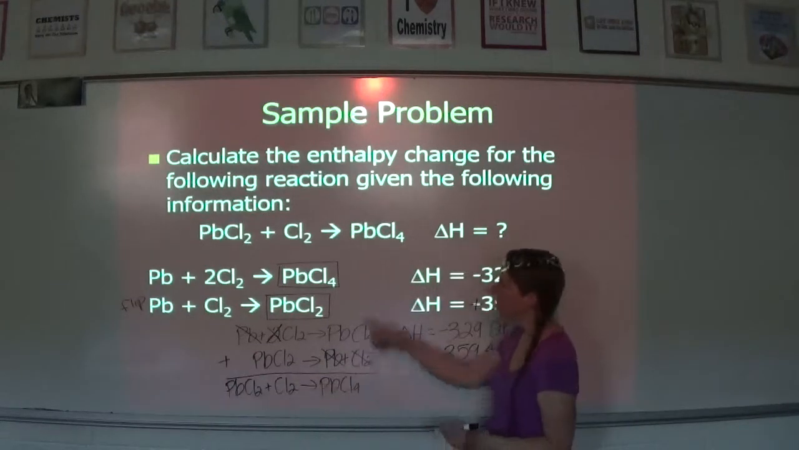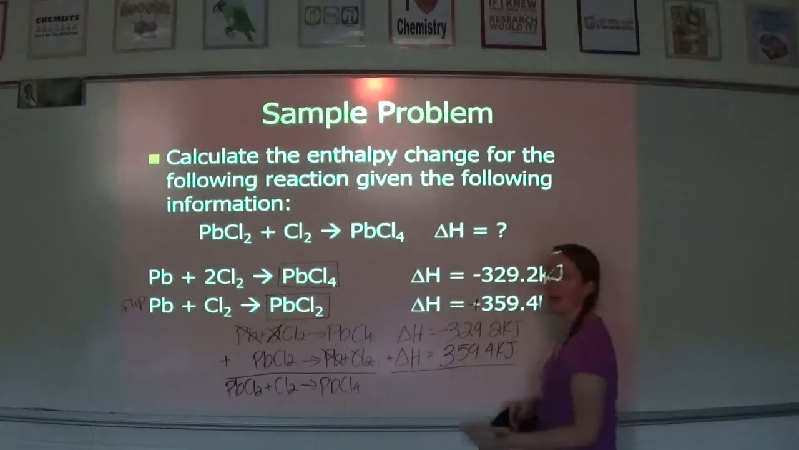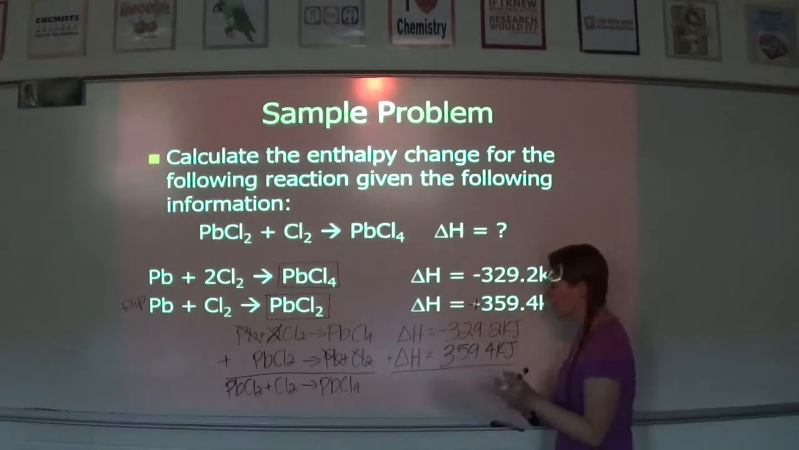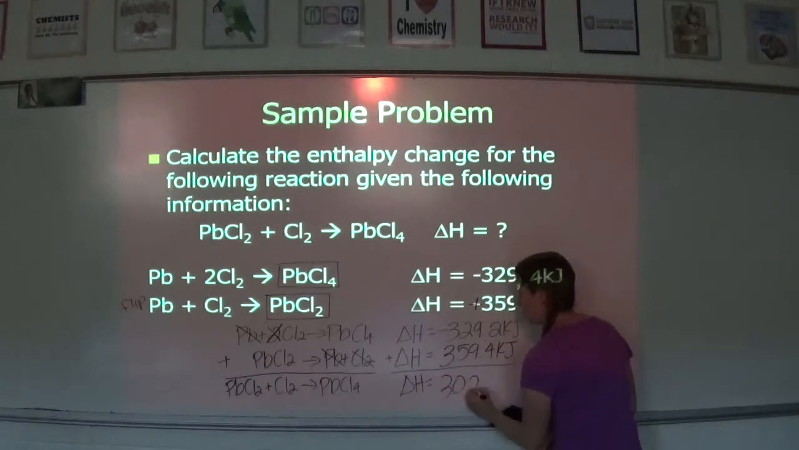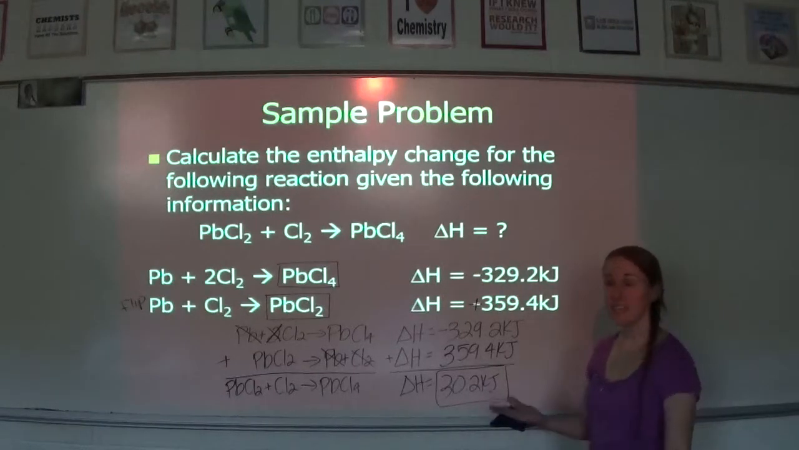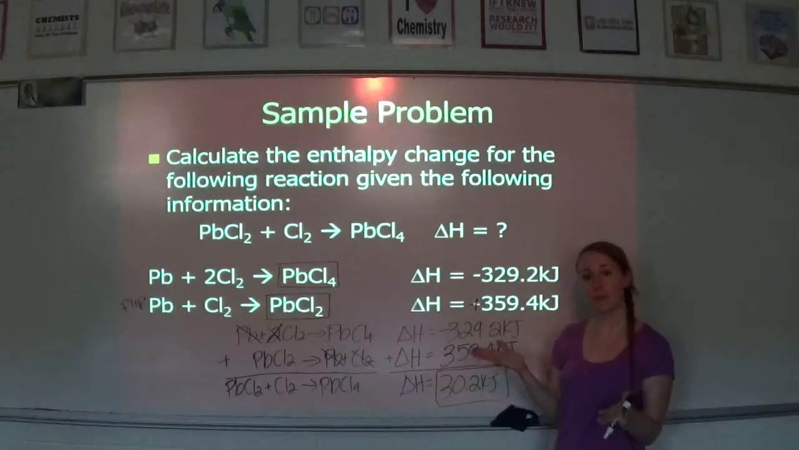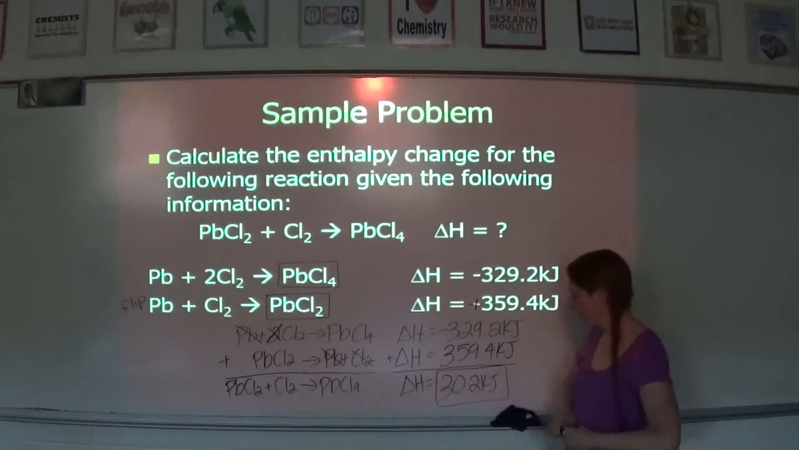So is that the reaction that we wanted? Yes. So once I get the reaction I want, I just add my delta H's. And so when I add my delta H's for these, I got 30.2 kilojoules. And so there's my answer. All right, so Hess's Law is just all about manipulating your reactions to make a new reaction so then you can add the delta H's. All right, so let's look at another one.